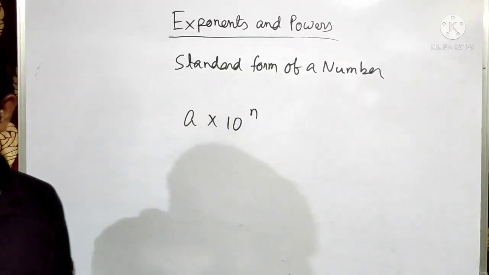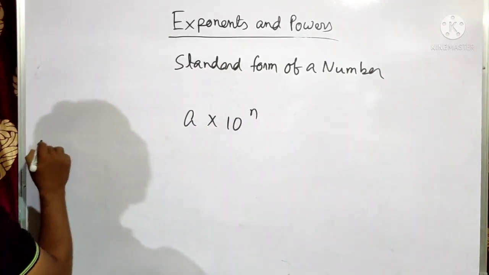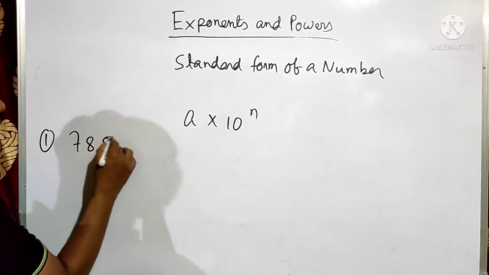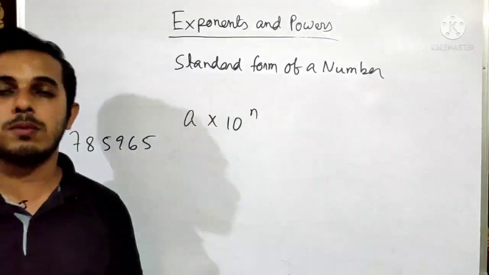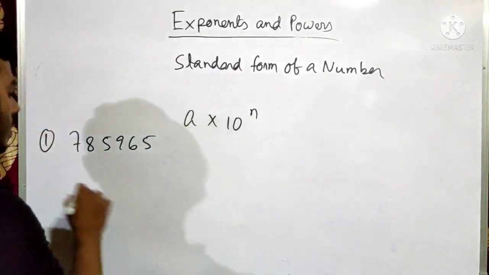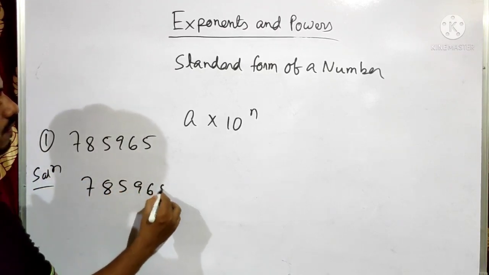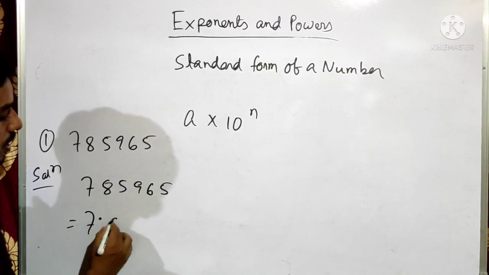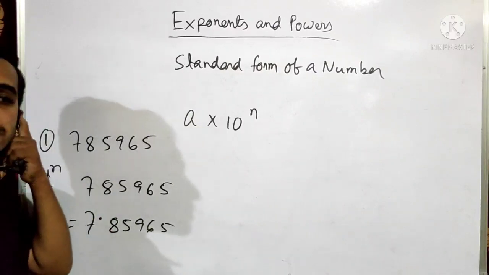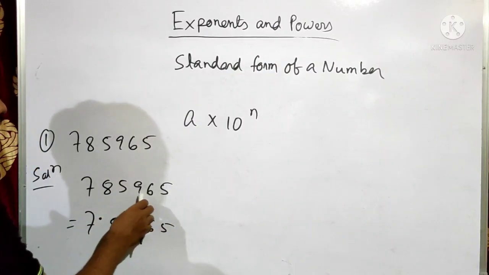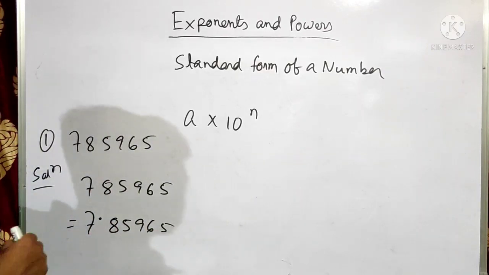Let us take one number: 785965. Number 1, 785965. Standard form tells us that we have to put the decimal after one digit. So using that rule, for 785965, if we put the decimal after the first digit, it will be 7.85965, isn't it? Now look, when we put the decimal, the value changes. This number is 7,85,965, and this number is less than 8. So the value changes.